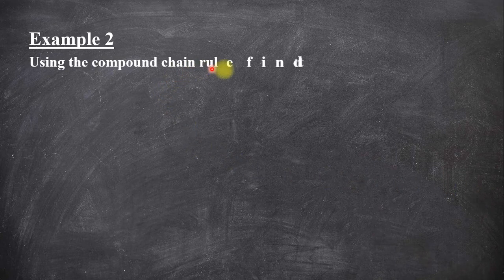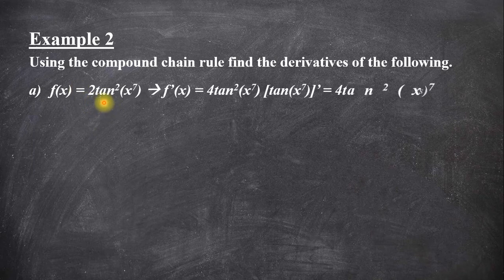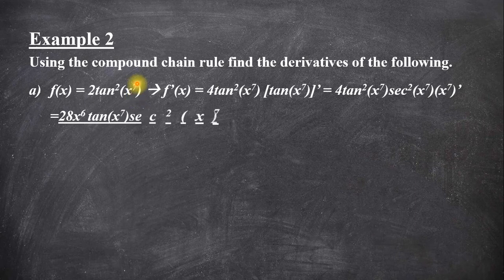Let us look at another example, which is the compound chain rule. Using the compound chain rule, find the derivatives of the following functions. f of x equals 2 tan squared x to the power of 7. Look, there are two functions here, but in example 1 we looked at only one function. The tan function is a trigonometric function, and there is a power function.